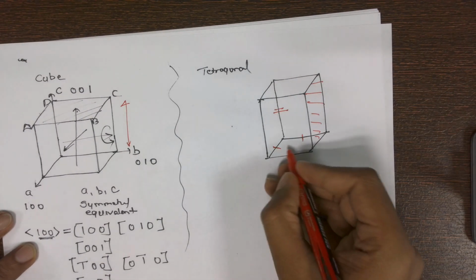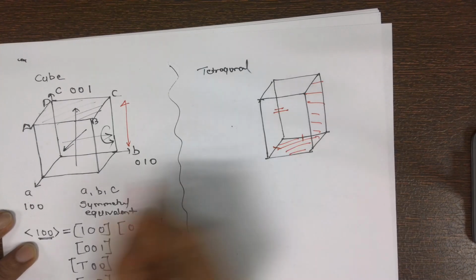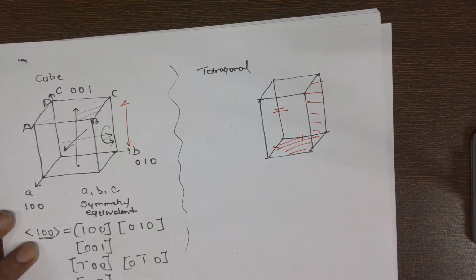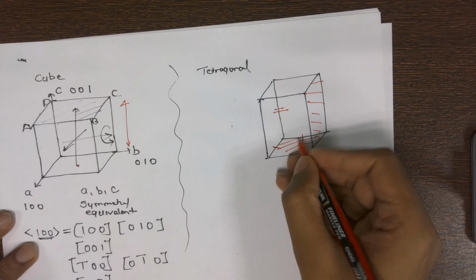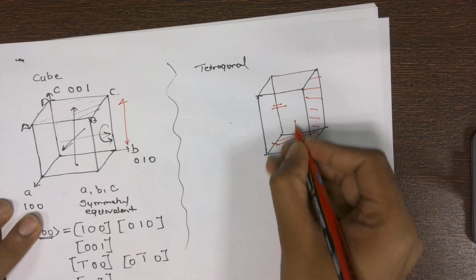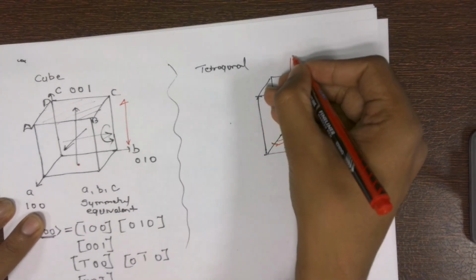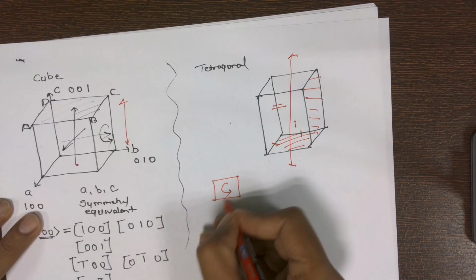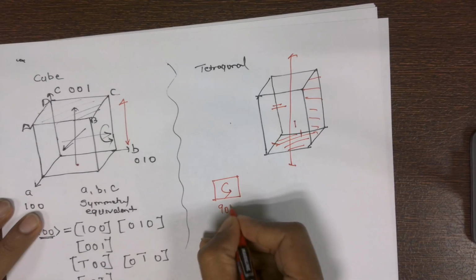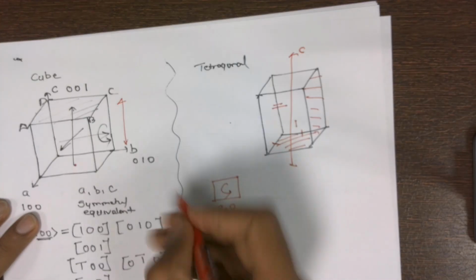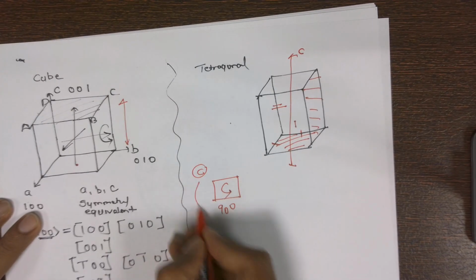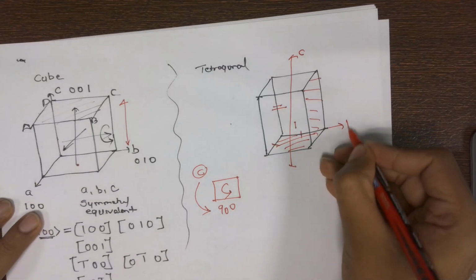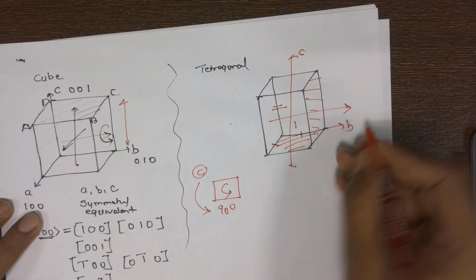The lower one is following the symmetry of the previous one. What is it? 90 degrees. If you rotate by 90 degrees, it will be symmetrically equivalent. But what about this particular direction? If I rotate about this vertical direction, I'll see only a square. 90 degree rotation it is following. So along the C axis, if I'm rotating, it follows the 90 degree rotation. Now let's say this is the B direction, and along the B direction I'm trying to rotate.